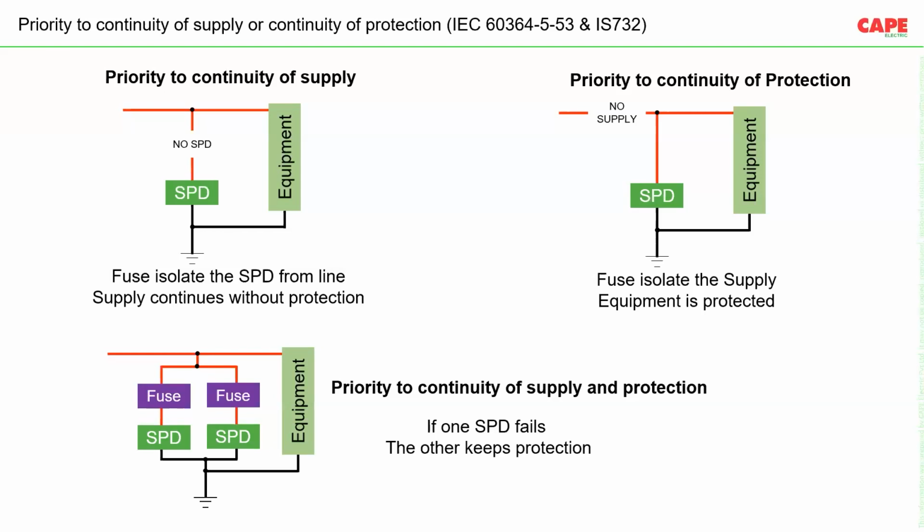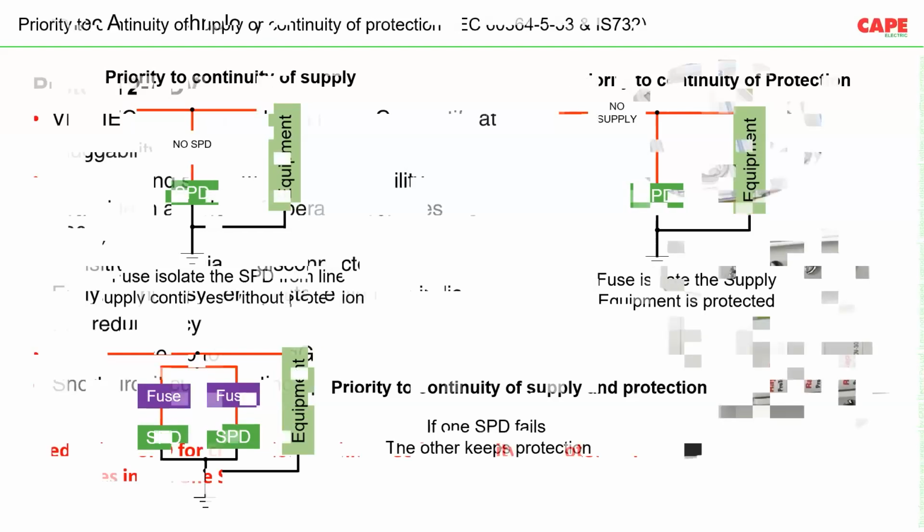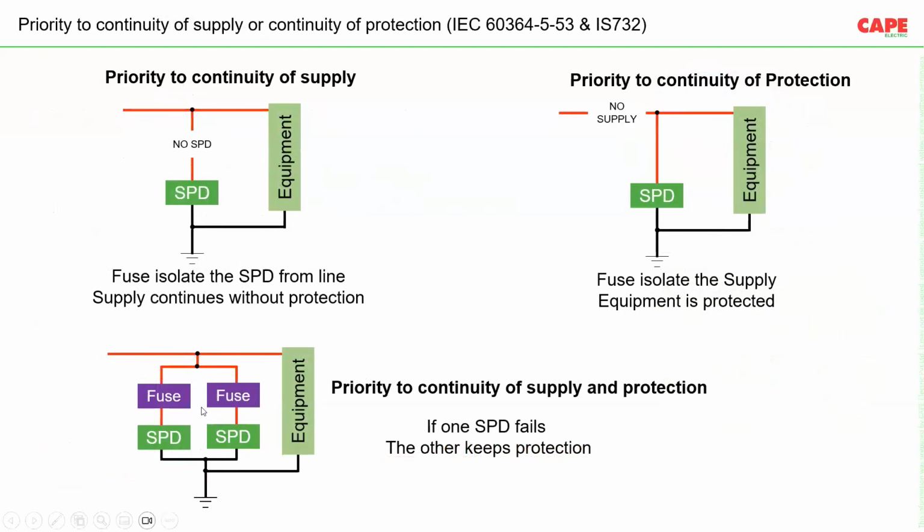That means inside one SPD, there will be two fuses and two SPDs. In case SPD 1 fails, the second SPD will be connected and will keep on protecting your equipment, and supply will also be continuous throughout the equipment. Now, how do we achieve this?